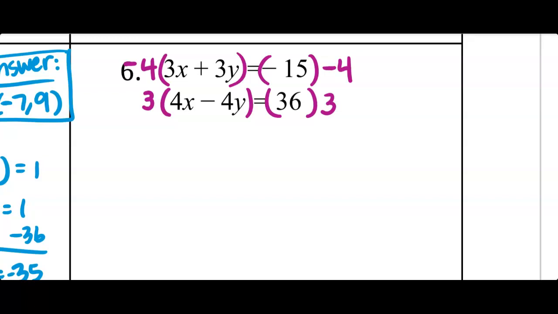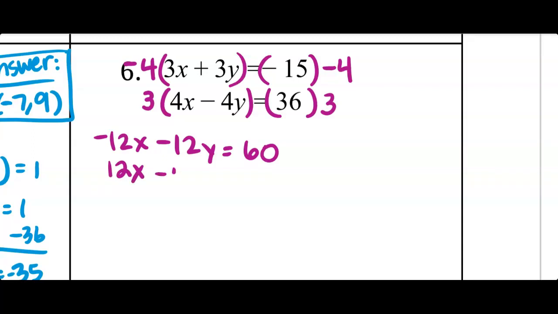So negative 4 times 3 is negative 12x. Negative 4 times positive 3y is negative 12y. And negative 4 times negative 15 is positive 60. On the bottom, I'll have 3 times 4x, which is 12x, 3 times negative 4, which is negative 12y, and 3 times 36, which is 108.